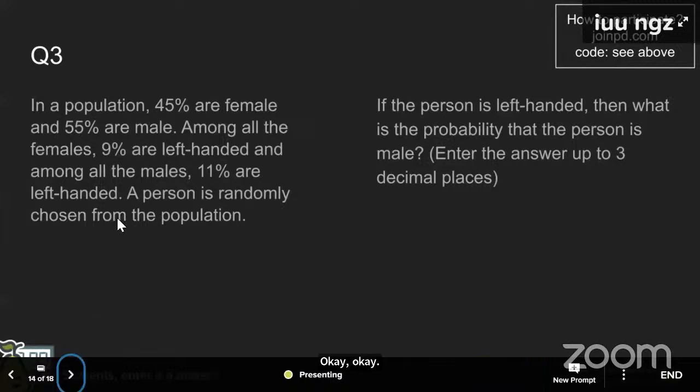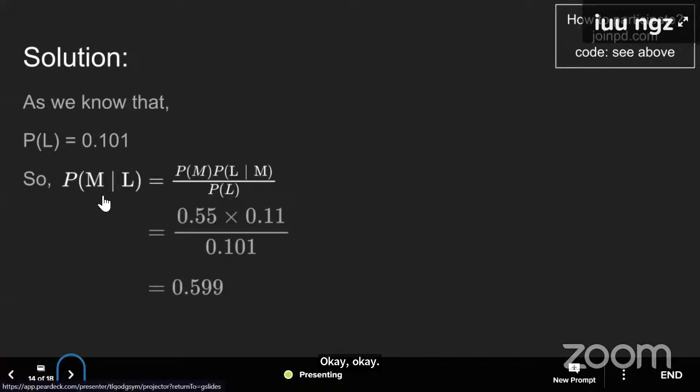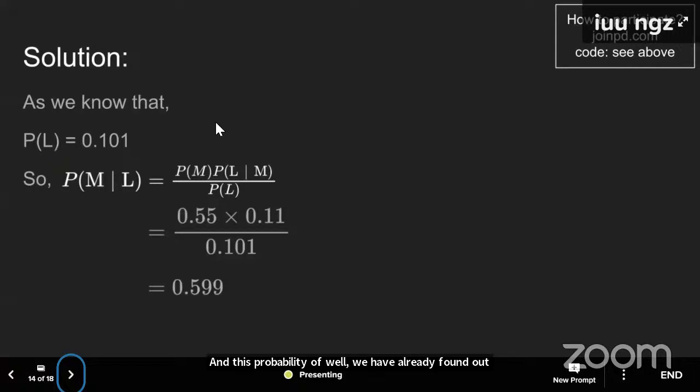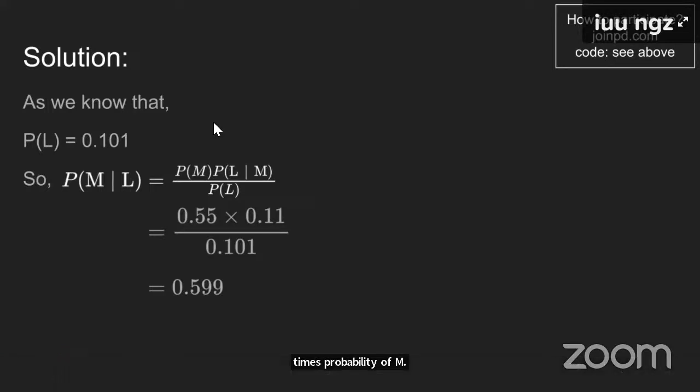So here you just have to find the conditional probability that M given L. And this probability of L we have already found out in the previous question, which had come out as 0.101. So in the numerator, you will have M intersection L, and this M intersection L is nothing but probability of L given M times probability of M, right? And all this information is already known to you from the question. So the answer comes out to be 0.599.